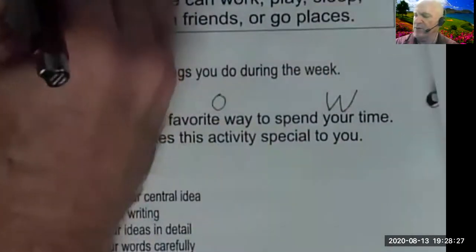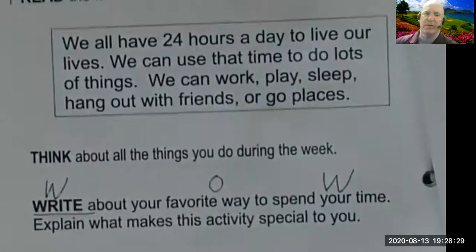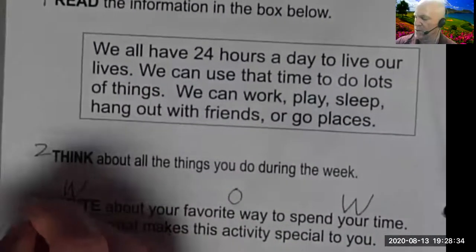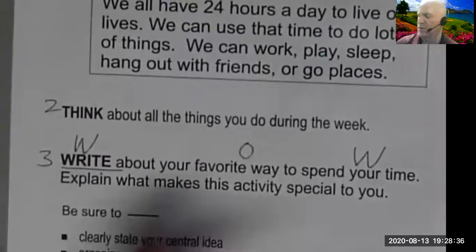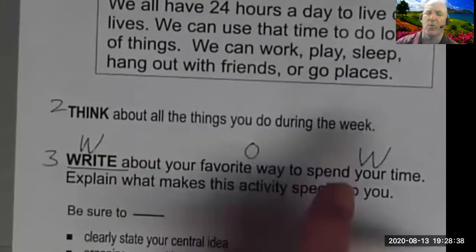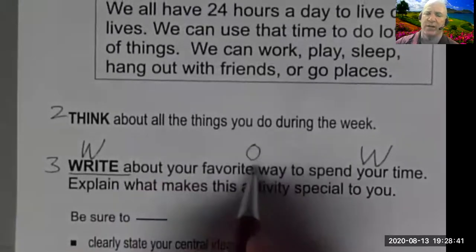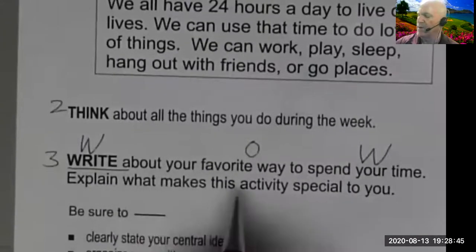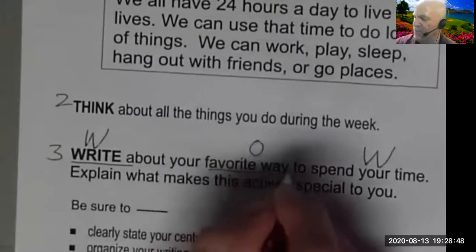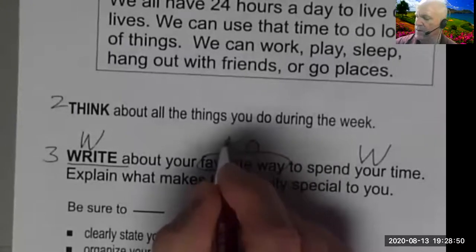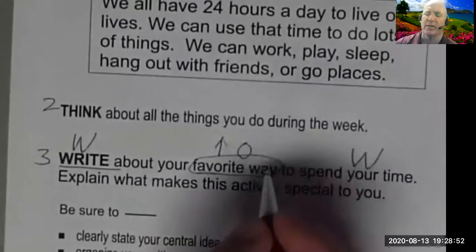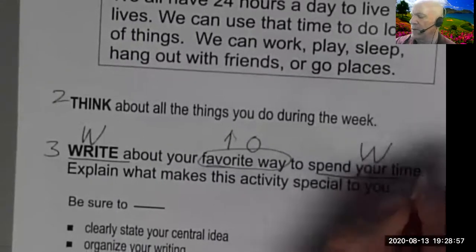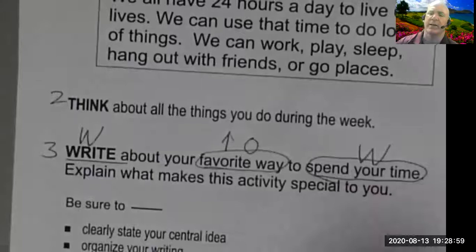So the first section is read. The second section is think. The third section is write. So in the third section, we're gonna write our wow word, where we underline write and circle the key words. Write about your favorite way. Favorite way, we're gonna circle. I'm gonna put positive, and way is singular, to spend your time. Okay, spending time, things that I like to do.